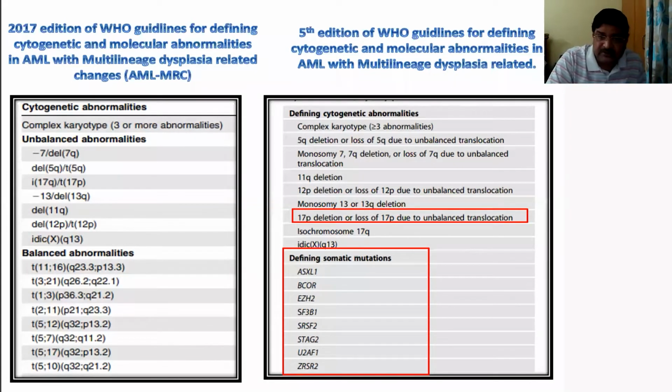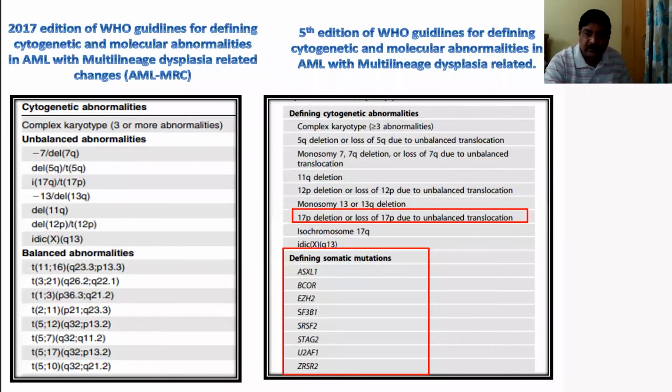So what used to be present in MDS: a complex karyotype, which is three or more abnormalities, 5q deletion or loss of 5q due to unbalanced translocation, monosomy 7, 7q deletion, 11q deletion, 12p deletion or loss of 12p, monosomy 13 or 13q deletion, 17p deletion or loss of 17p. 17p deletion is usually TP53 mutation, isochromosome 17q, and the isodicentric X chromosome at the q13 site of the X chromosome.